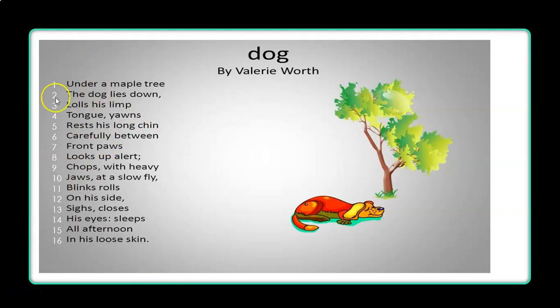Under a maple tree, the dog lies down, lolls his limp tongue, yawns, rests his long chin carefully between front paws, looks up alert, chops with heavy jaws at a slow fly, blinks, rolls on his side, sighs, closes his eyes, sleeps all afternoon in his loose skin.